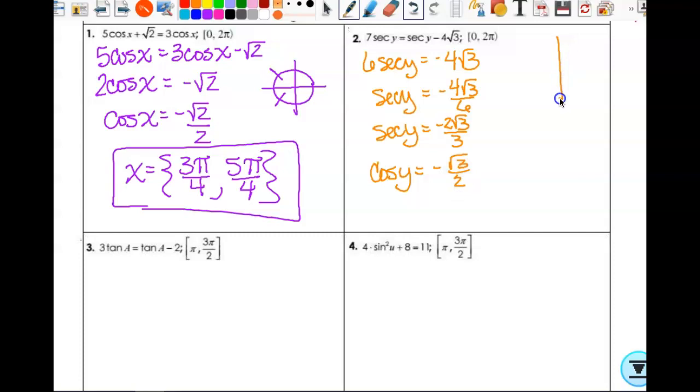Then I look at my interval. I'm going from 0 to 2 pi again. Cosine is negative again, second, third quadrants. What is my reference angle that gives me a cosine value of the square root of 3 over 2? Pi 6. So then I need my second quadrant pi 6th angle, 5 pi 6, and my third quadrant, which is 7 pi 6. Very good.